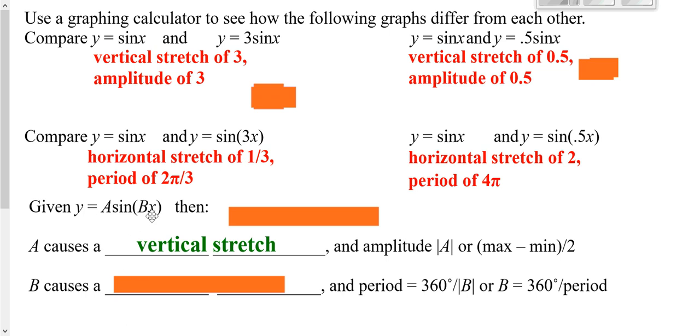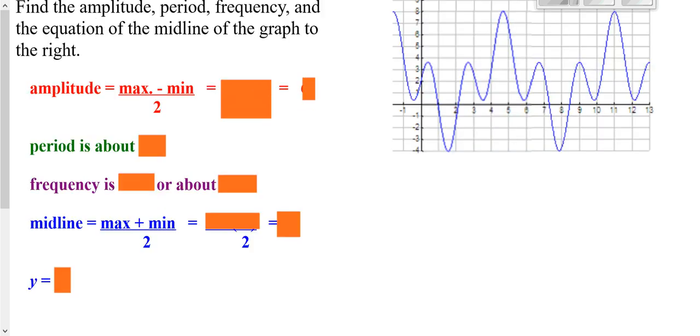The number in front of x we refer to as b. That does a horizontal stretch, which affects your period. And so you get your period to be 360 divided by b, or if you're working backwards because you know your period, you need to find b. It's b is equal to 360 over your period. Now, if you're dealing with radians, you'd want to be using 2 pi instead of 360.